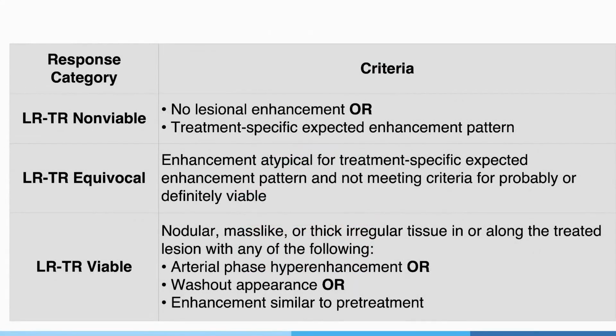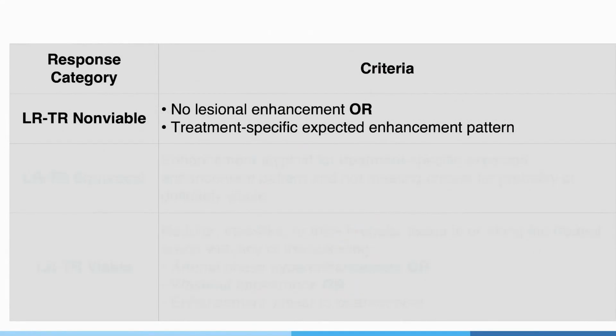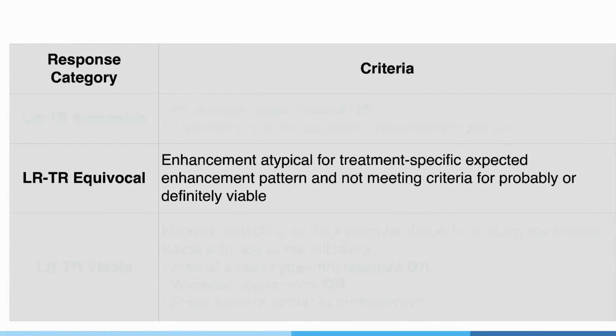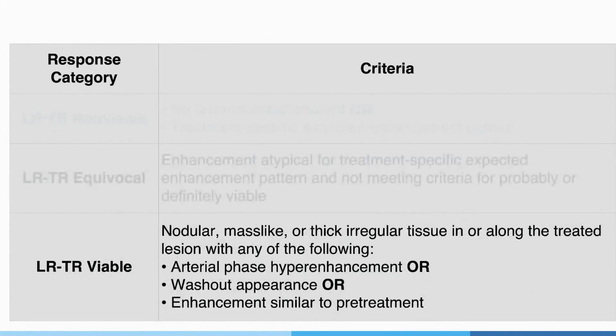So the criteria for each of these response categories are as follows. If there's no enhancement whatsoever, or there's a treatment-specific and expected enhancement pattern, which I'll give some examples of, then it's non-viable. If there's enhancement atypical for treatment-specific expected enhancement pattern, or not meeting the next criteria, then it is equivocal. And if it meets the criteria for viable, that is, it is nodular, mass-like, or thick irregular tissue in or along the treated lesion, it can have any of the following: arterial phase hyperenhancement, or washout appearance, or enhancement similar to pretreatment, just in case it doesn't have either of the two above.